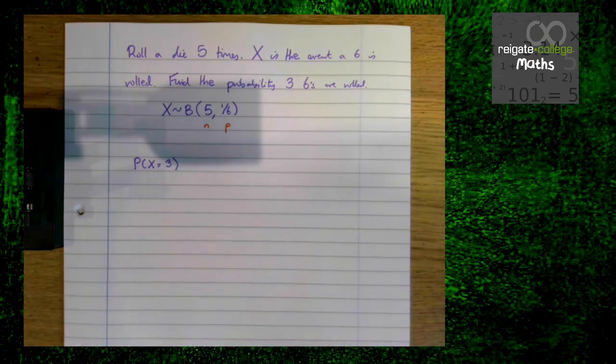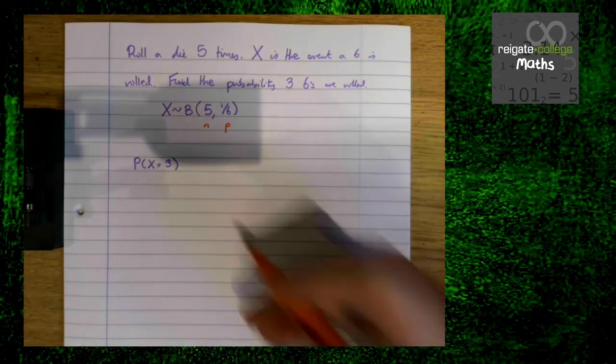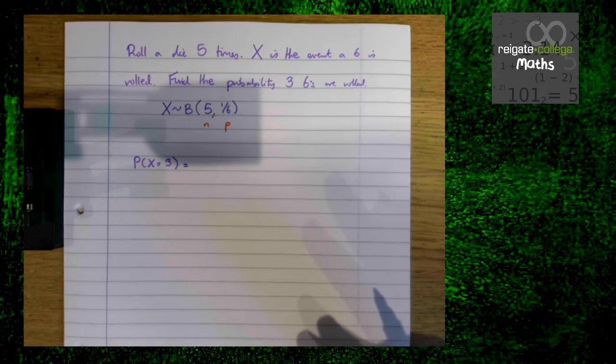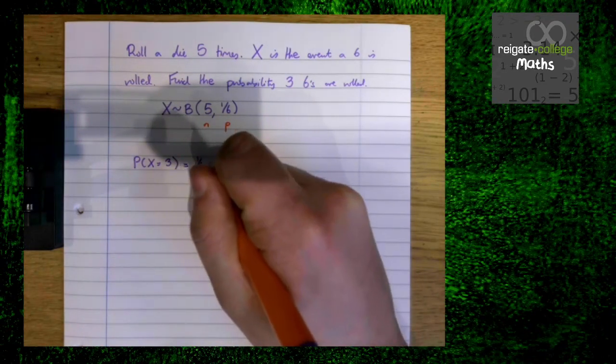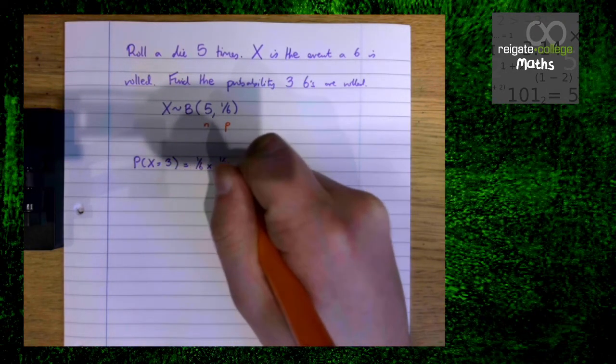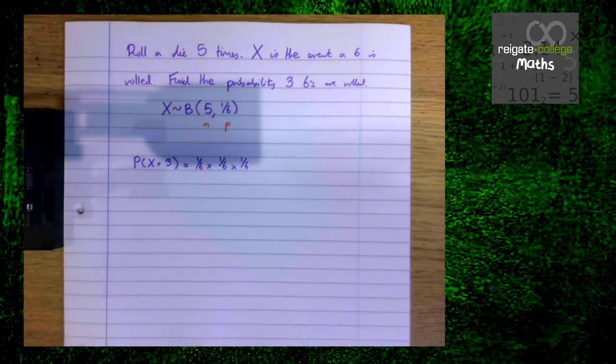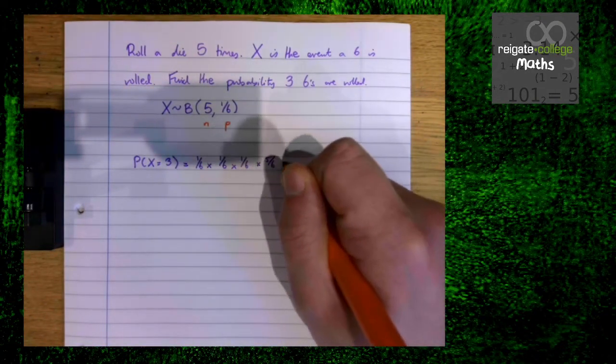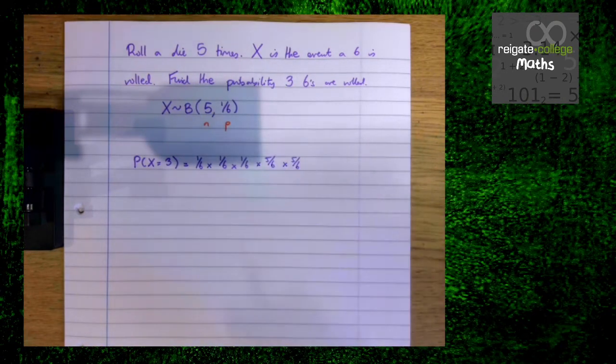Now, what people tend to do to start off with is go, okay, I know how probability works. So it's going to be the probability of getting a 6 once, times the probability of getting a 6 a second time, times the probability of getting a 6 a third time, times the probability of not getting a 6 and not getting a 6, which is fine. But this is not true.